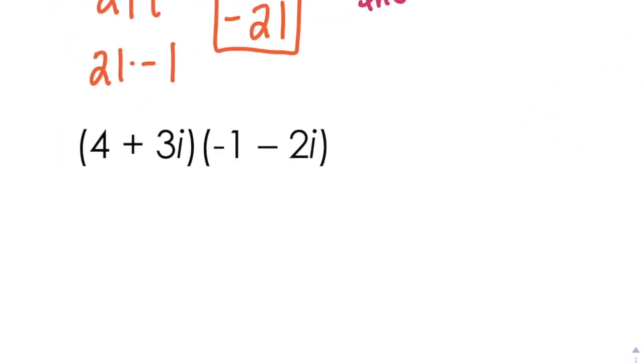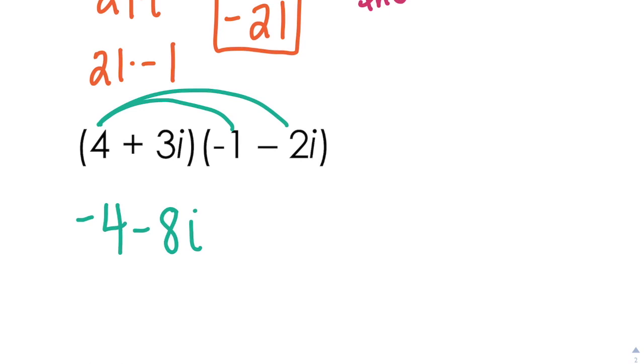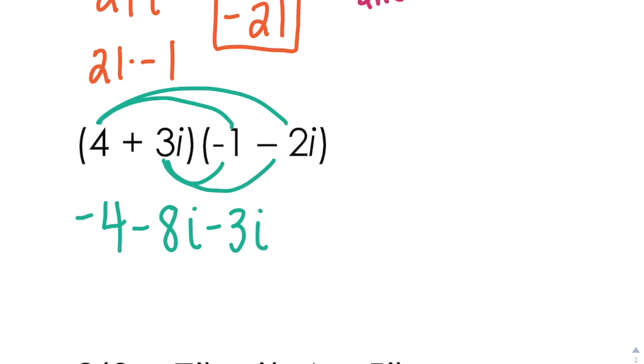Over here, this goes back to yesterday when you had a binomial times a binomial. You have to make sure that when you're distributing, every piece gets distributed to. So going through this, 4 times negative 1 is going to be negative 4. 4 times negative 2i is going to be negative 8i. 3i times negative 1 is going to be negative 3i. And positive 3i times negative 2i is going to become negative 6i squared.